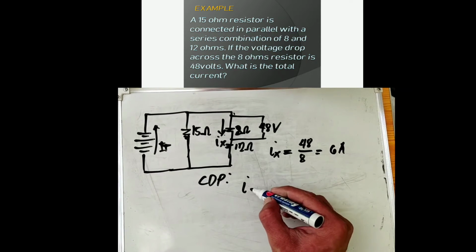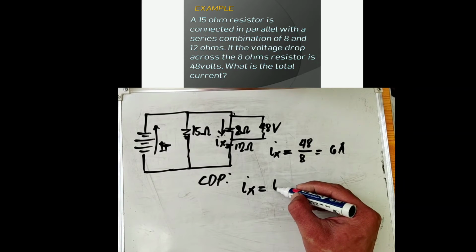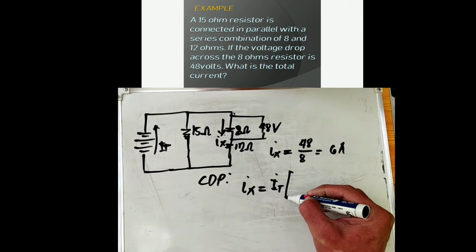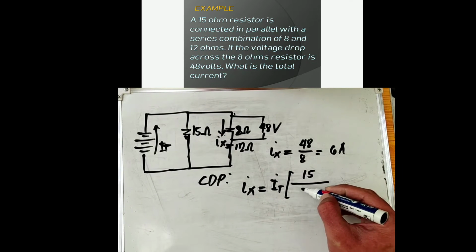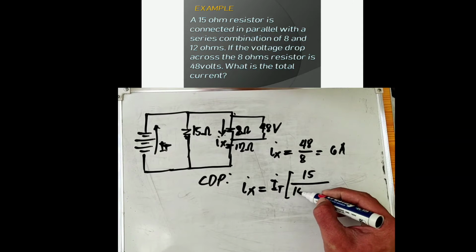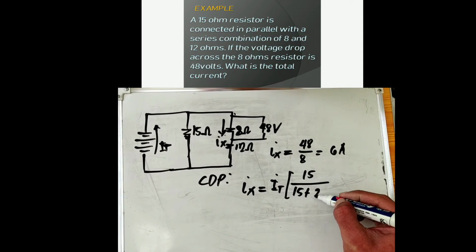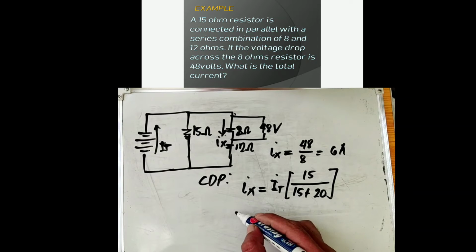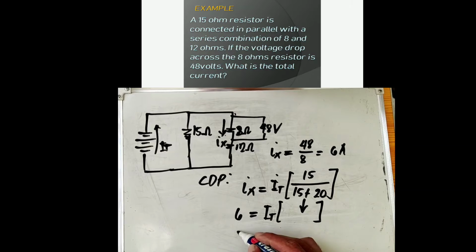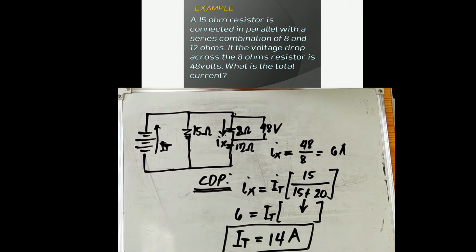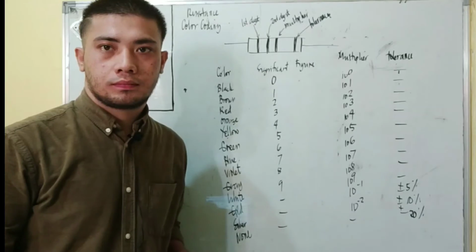Upon getting the Ix, we can now solve for the I total using CDP. By using CDP, we have Ix equal to I total times, if this is Ix, the resistor across it, so that will be 15 over 15 plus the series combination, which is 20. So, we have Ix, which is equal to 6, equal to I total times this value. So, we can have the value for the I total, which is equal to 14 amperes. So, that's how you are going to use the CDP or the current divider principle.